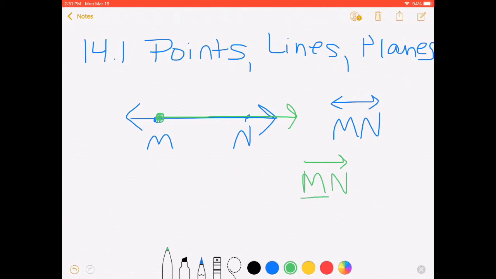If we wanted to talk about a different ray, we could talk about ray NM. That starts at point N and goes forever in the direction of point M. We would name this ray NM. So again, we're starting with the end point and going in the direction of the other point, and that also has the ray symbol above it.